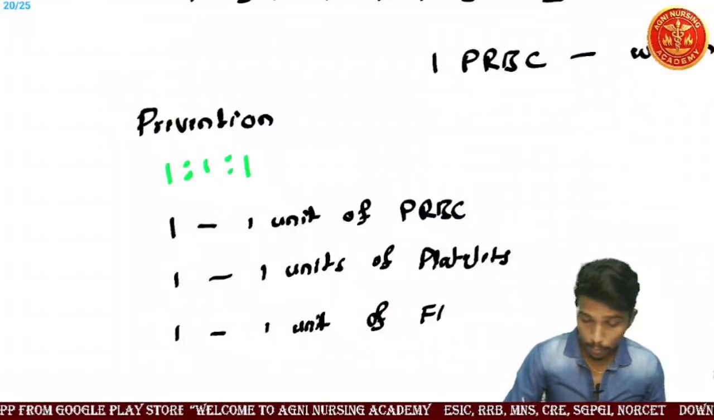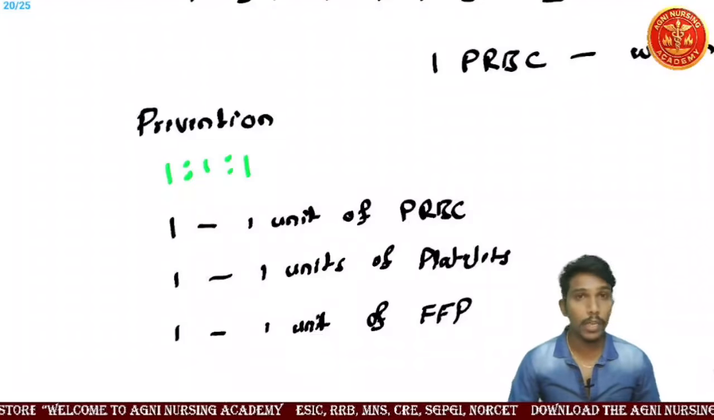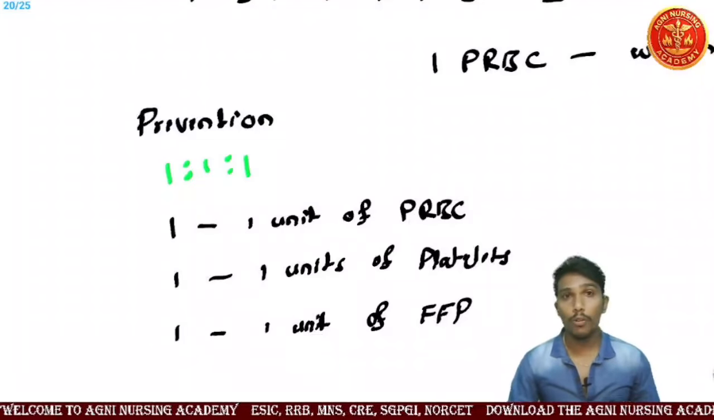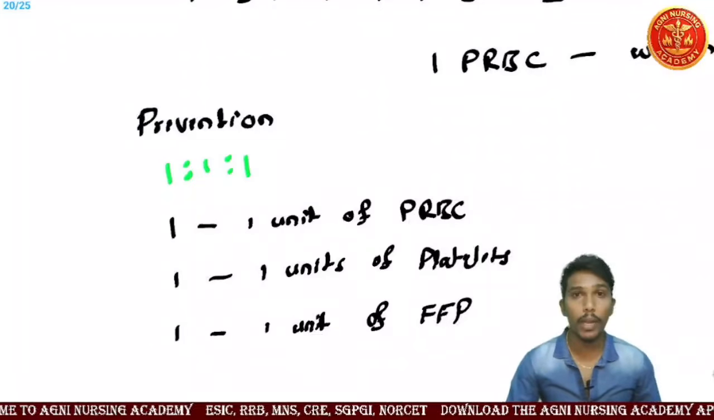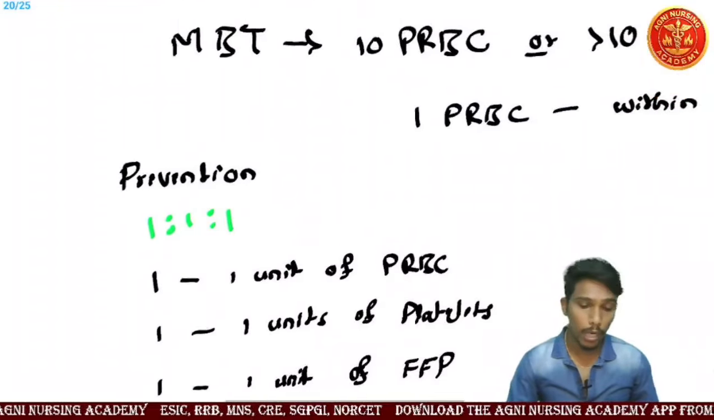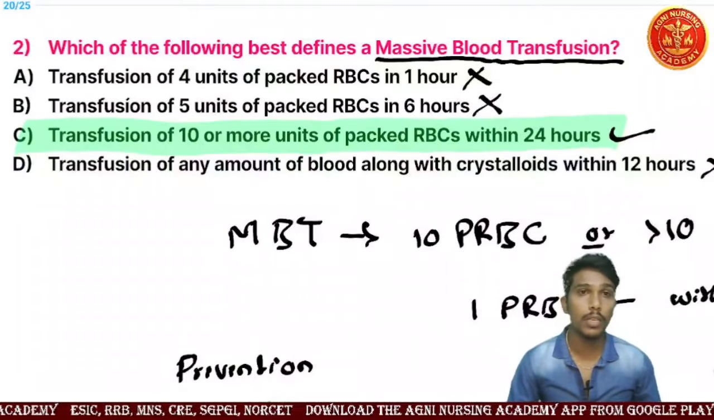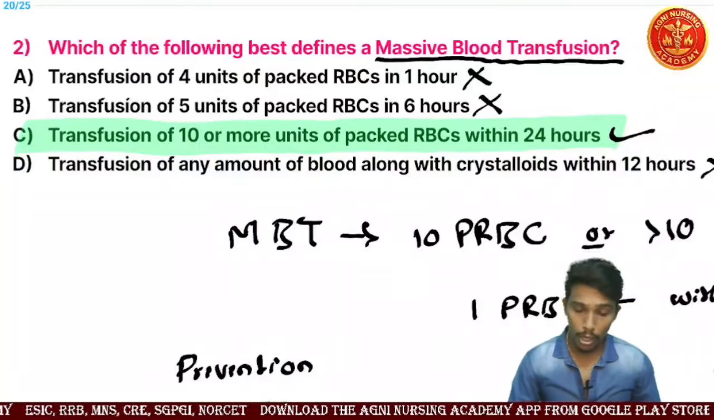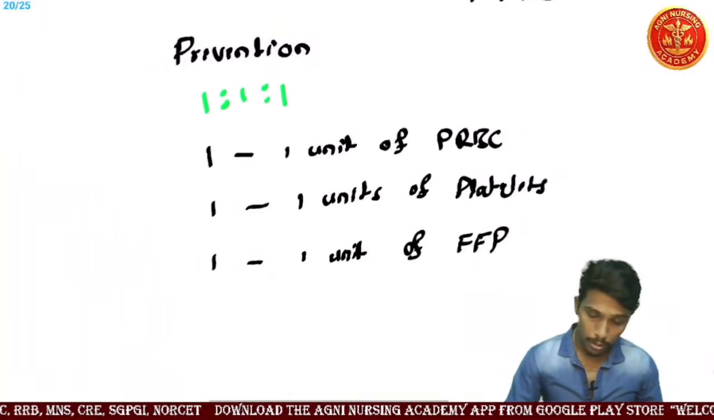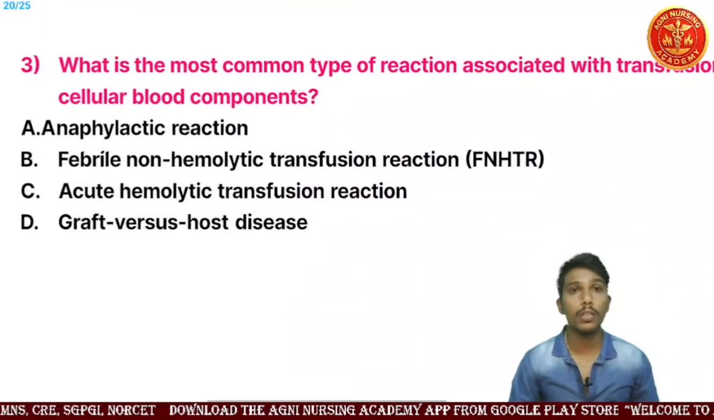By using this formula, if we infuse like this, we can maintain the homeostasis in the blood and prevent the massive blood transfusion. Then the correct answer of this question is C, transfusion of 10 or more than 10 PRBCs. Okay, then move on to the next question.